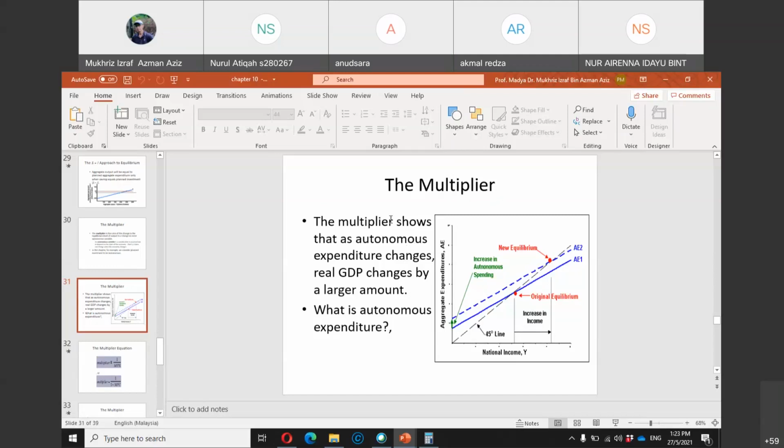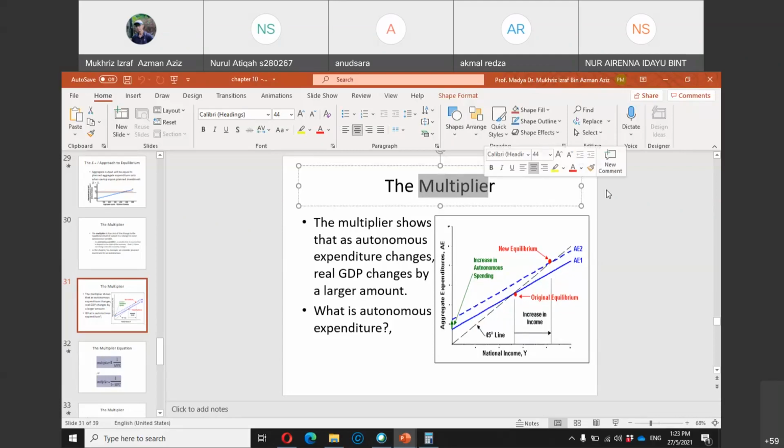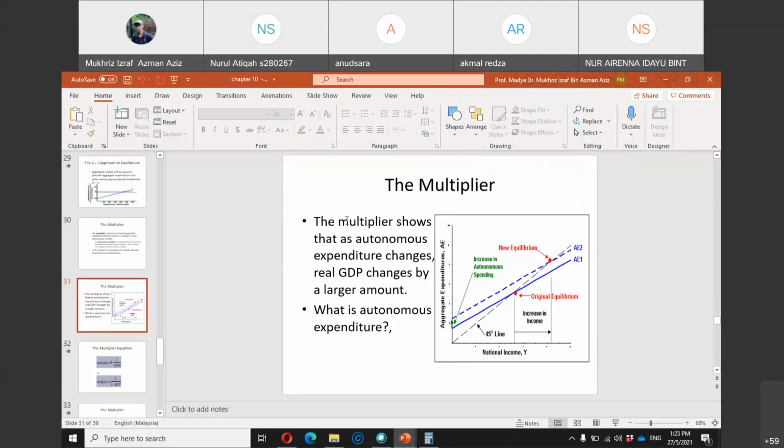So a 100 million increase in investment may cause GDP to increase up to 200 or 300 million. So that is what we call multiplier. The money that we put into the economy will expand by more than one times. So here we want to study what is multiplier.